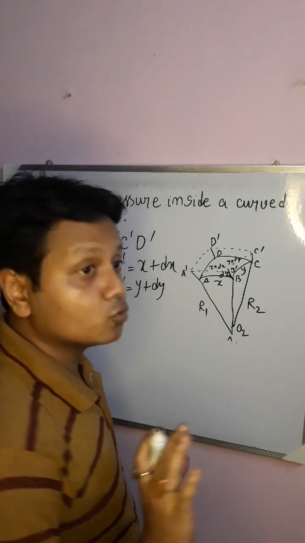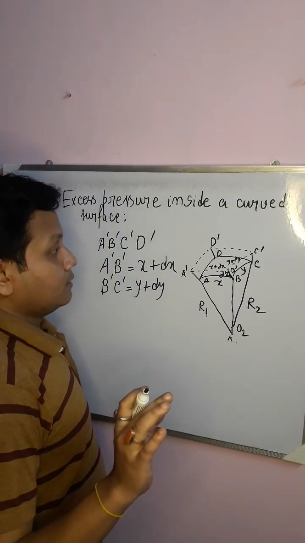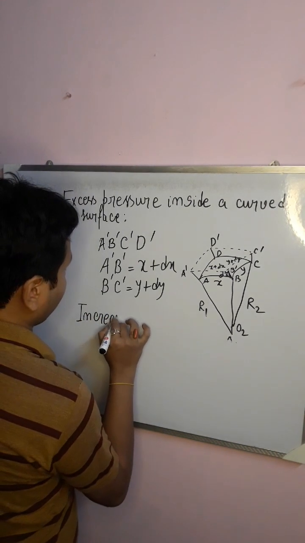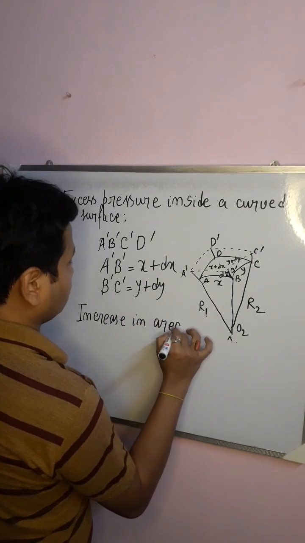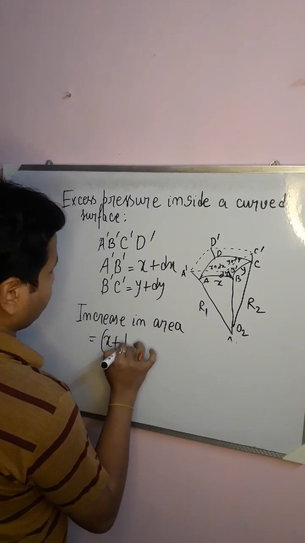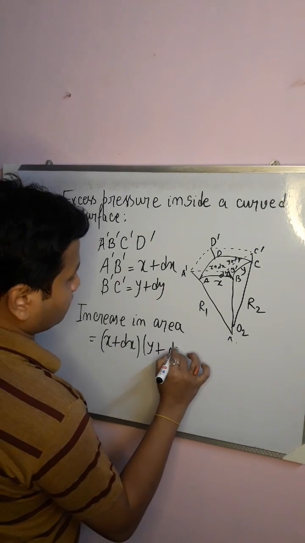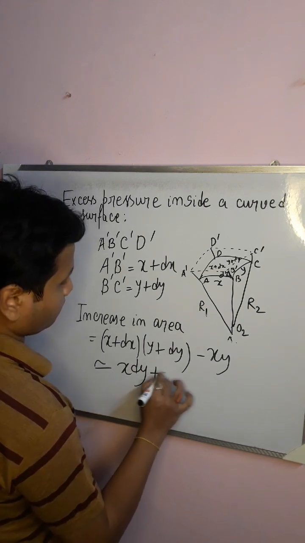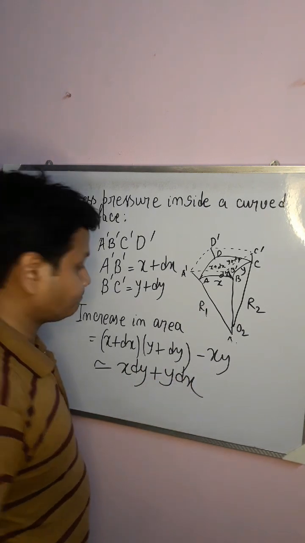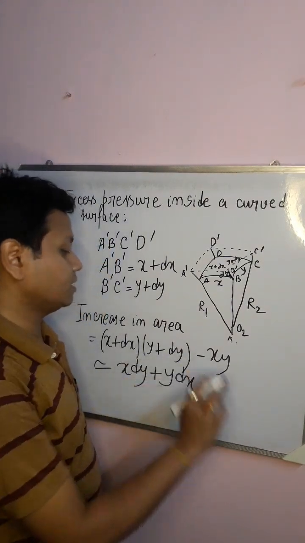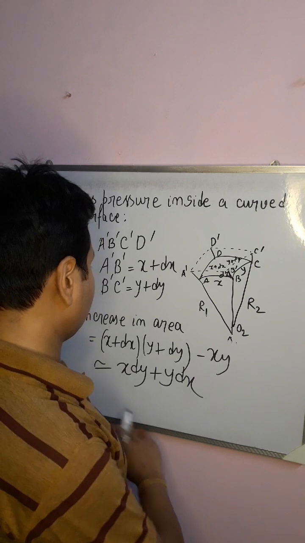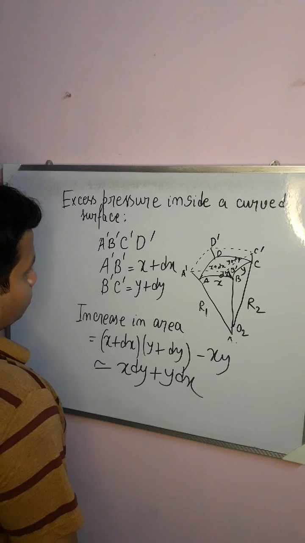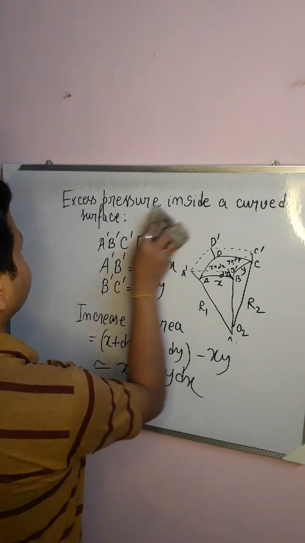So what would be the increase in area? At first we have to calculate the increase in area. The final area is length into breadth, and the initial area is xy. So we can write the increase in area as x dy plus y dx. Here we have ignored the term dx dy because it is very small. So this is the increase in area.